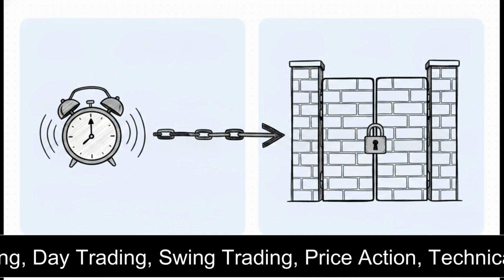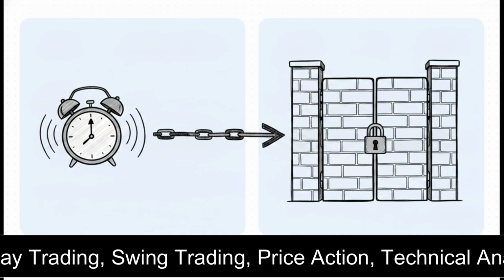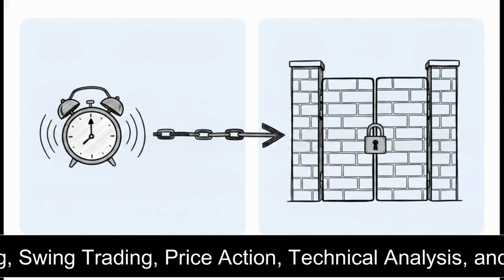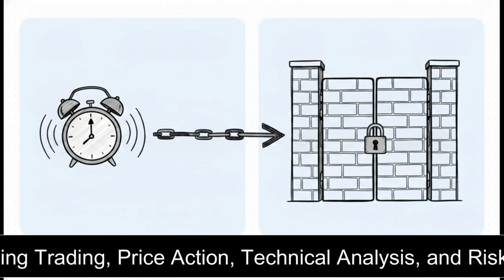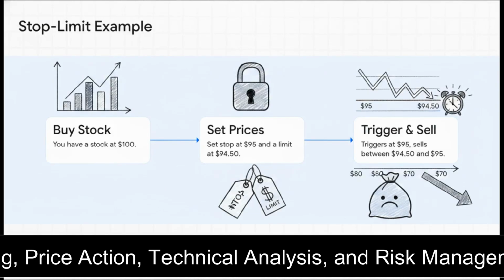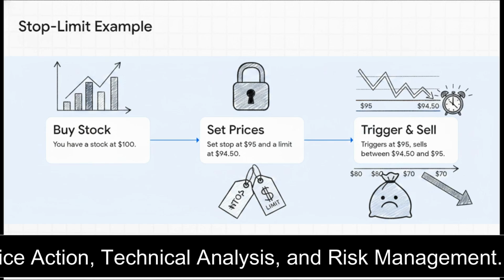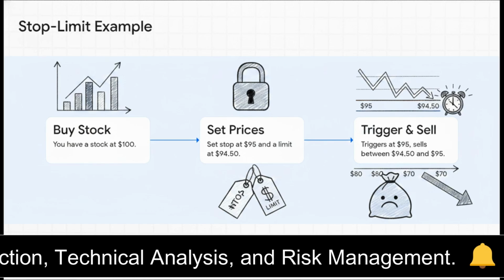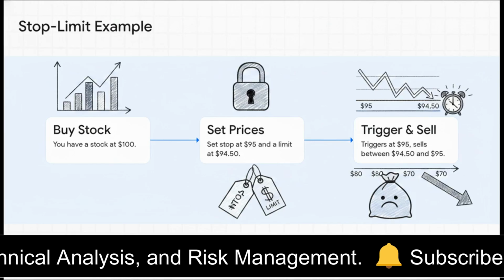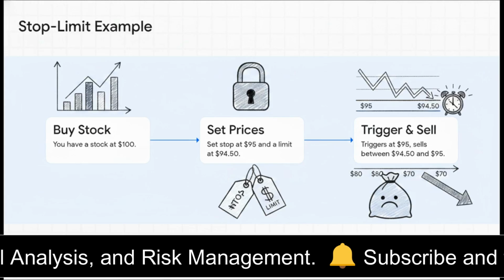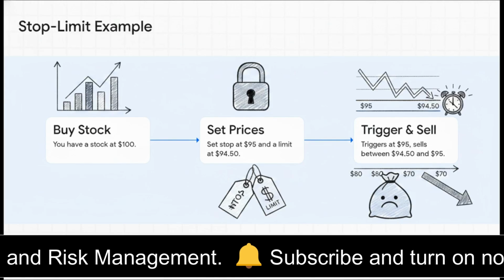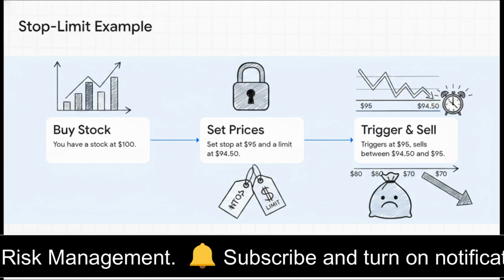It actually combines two specific price points instead of just one. You have a stop price, which acts as the trigger to wake the order up, and you have a limit price, which is the absolute lowest price you are actually willing to accept for your shares. Let's see how this builds on our last example. Step 1. Stock is at $100. Step 2. You set your stop trigger at $95, but you set your limit price at $94.50. Step 3. The stock drops to $95, so the order wakes up. But, and this is key, it will only sell between $94.50 and $95.